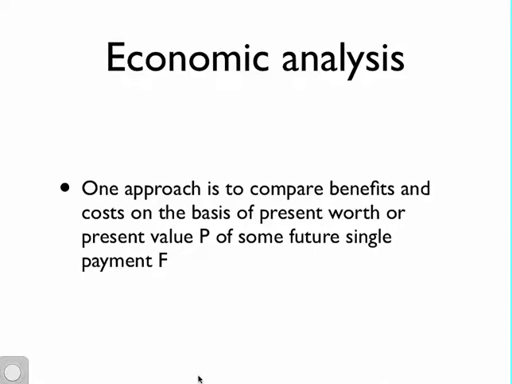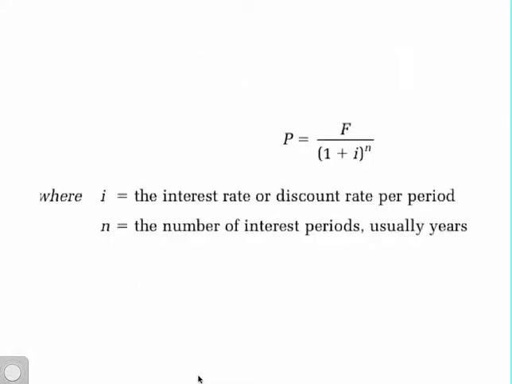We continue with the economic analysis. Okay, the approach for the economic analysis: we wish to compare the benefits and costs on the basis of present worth or present value, for which we use the symbol P, and some future single payment, for which we use the symbol F. The formula to calculate it is P equals F divided by (1 plus i) to the power of n, where i is the interest rate or discount rate per period. n is the number of interest periods, usually in years.